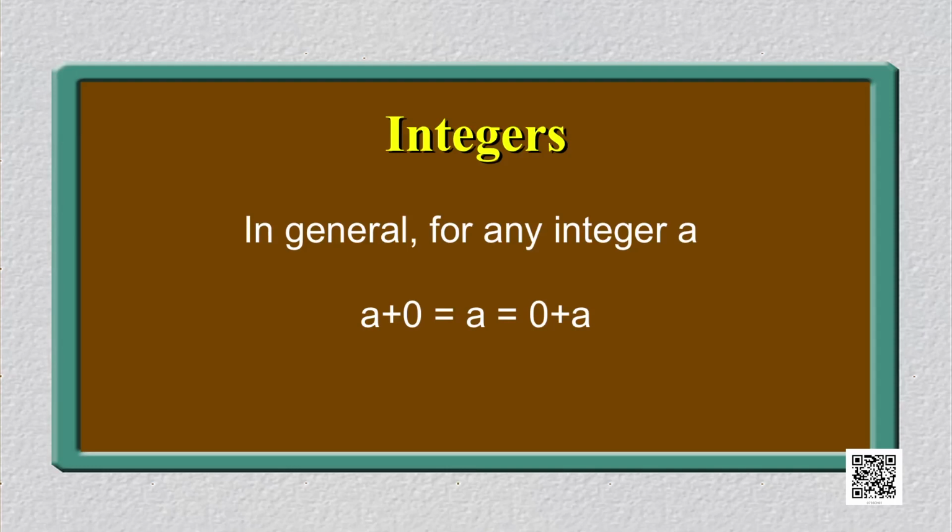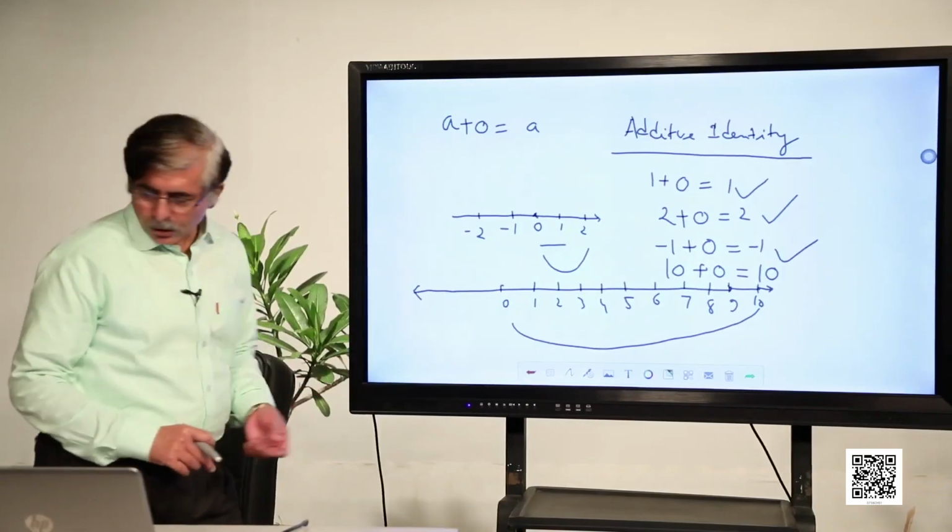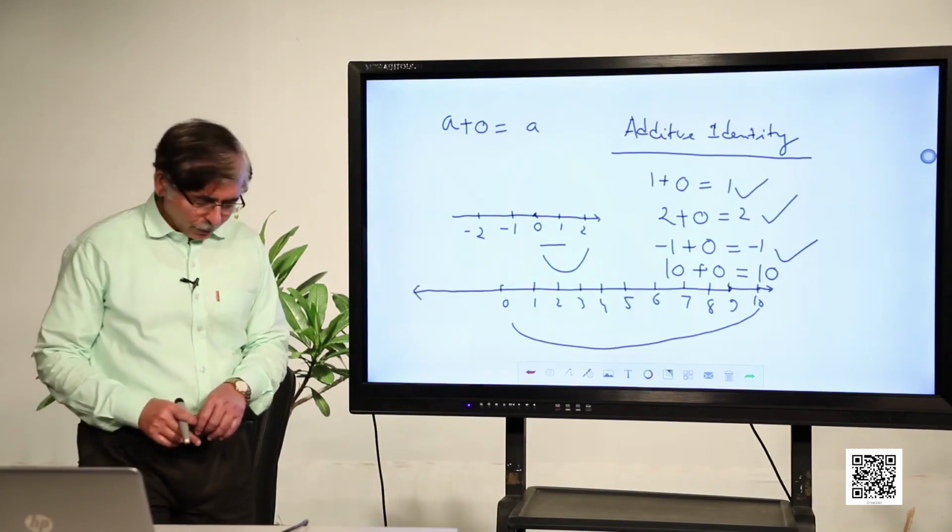So, in general for any integer a, we can write a plus 0 is equal to a. Now, we will solve some simple problems.